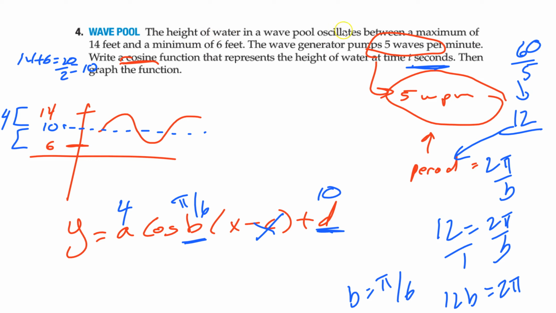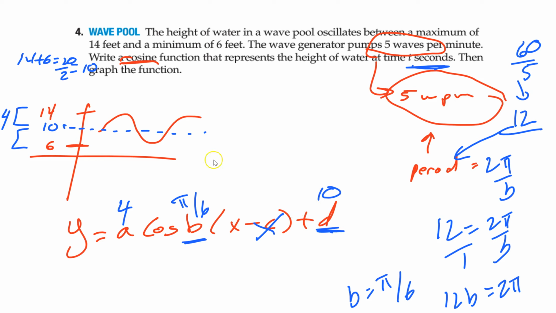The general idea is, my maximum is 14 and my minimum is 6. So I like to draw it, 14, 6. Why do I draw it? Because it helps me find the middle. And all you have to do is add them up and divide by 2. That's how you find the middle of anything. So add them up, divide by 2, I got 10. That is my vertical shift, because remember, that's your middle. This right here is always your middle.